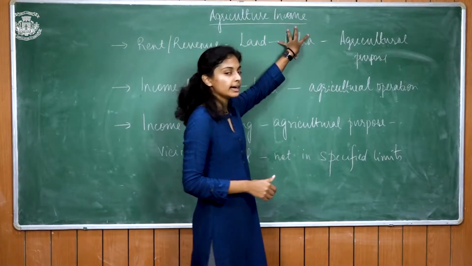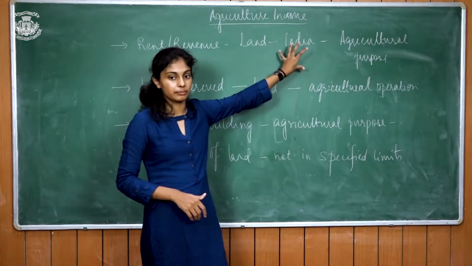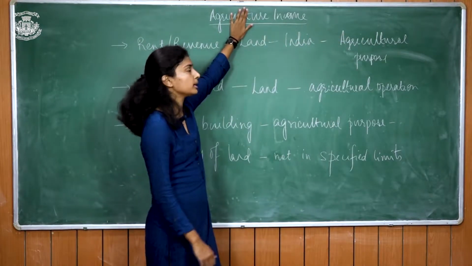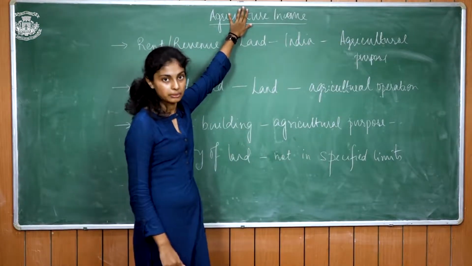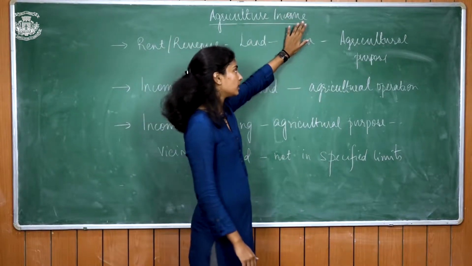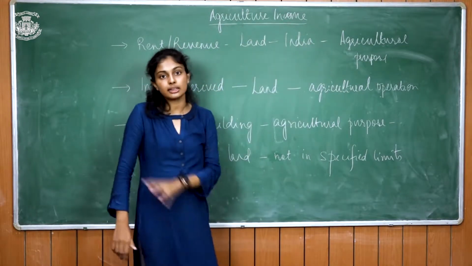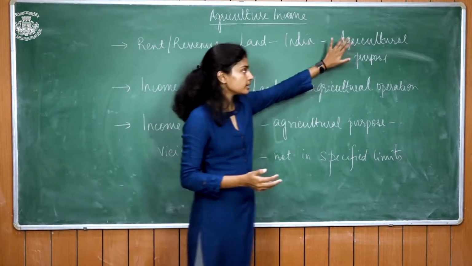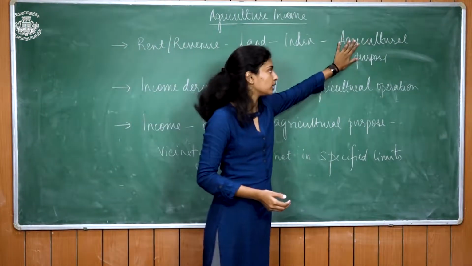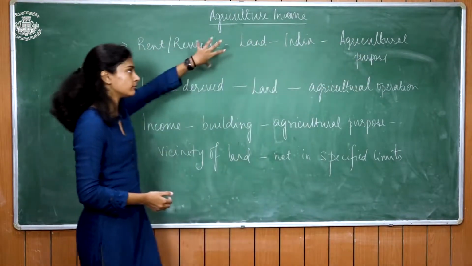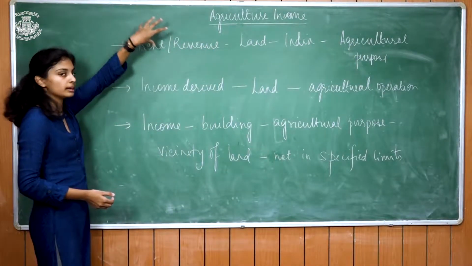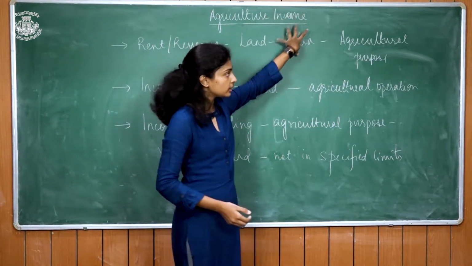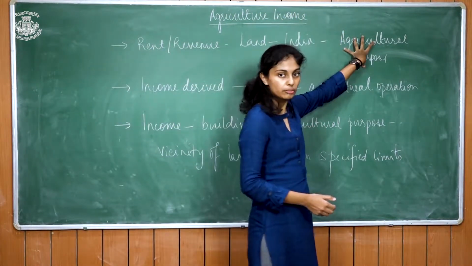Thirdly, the land should be situated within India. If it is outside India, even though you may derive income from it, it will not be considered agricultural income under the Income Tax Act. Such land in India doesn't necessarily have to be in rural areas. It can be rural or urban. Also, the land has to be used for an agricultural purpose. So the first part of the definition clearly says it is rent or revenue derived from land which is situated in India and used for an agricultural purpose.